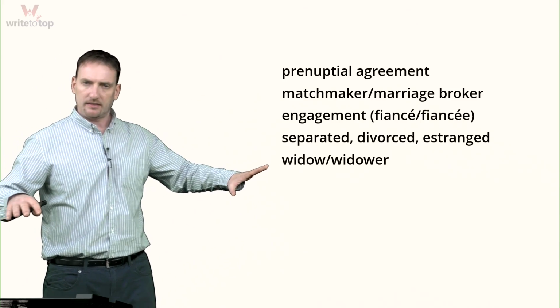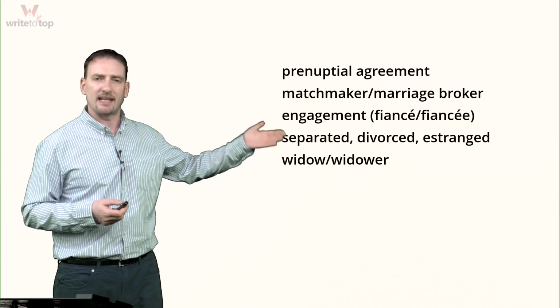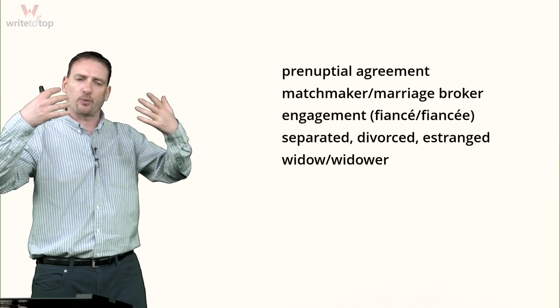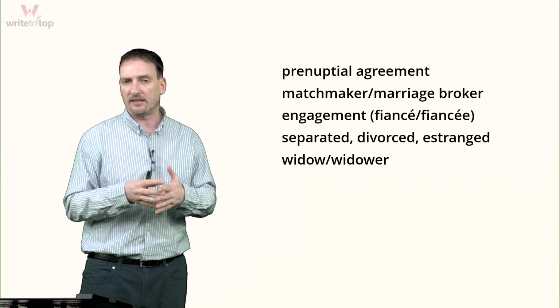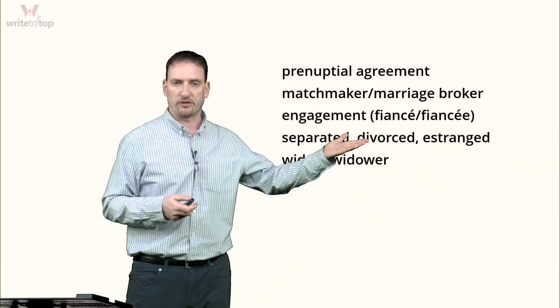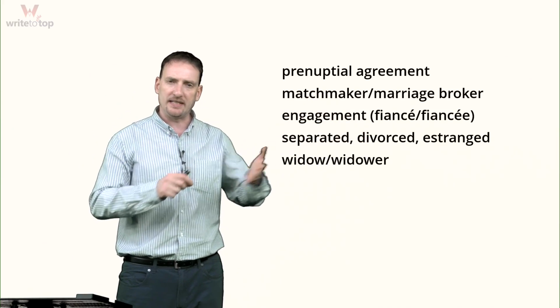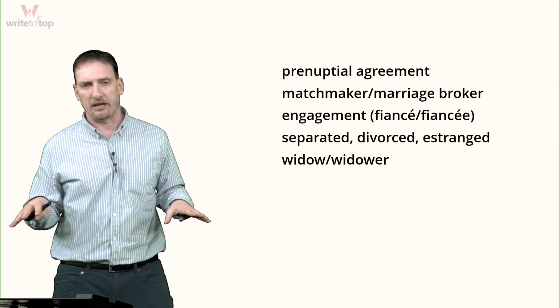Next, so you're married. Now you're having some problems. In most cases, people get separated. They go live in different houses. And after one year, if they're sure that they don't want to get back together, then they get divorced. So separated means just move out. Divorced means you sign paperwork and you legally end the marriage.